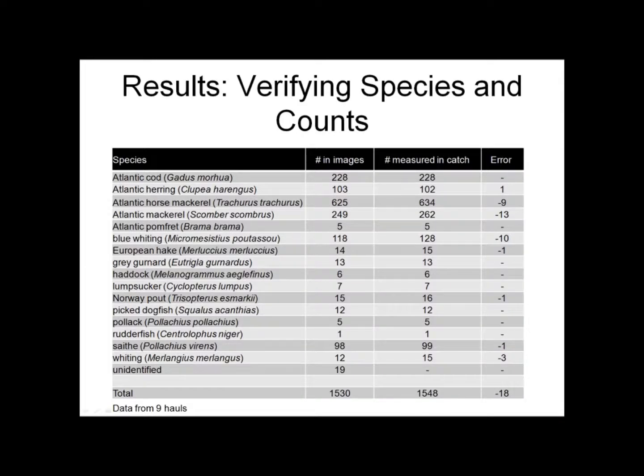So a bit about the results. We've looked at verifying, well, are we getting the same results from the images as we do with standard sampling of the cod end? This is an example of 9 hauls. We had 16 species of fish captured and 1,548 individuals. You can see we were 18 short in our images.